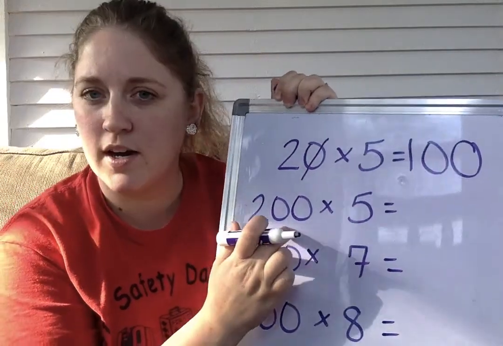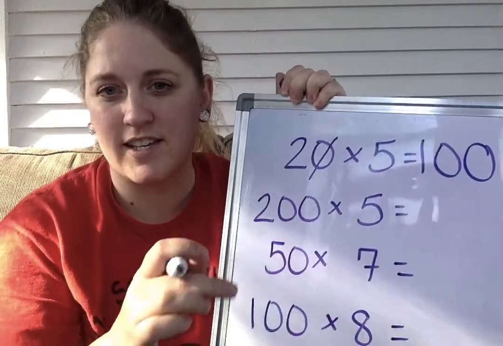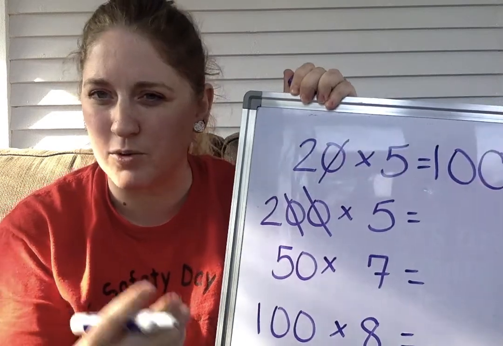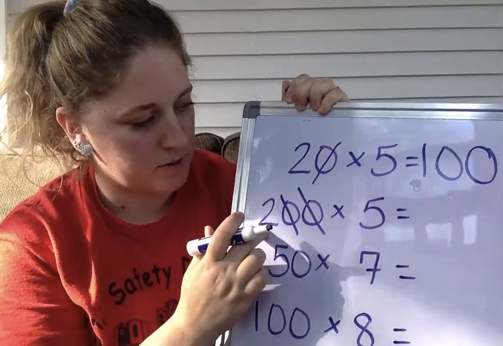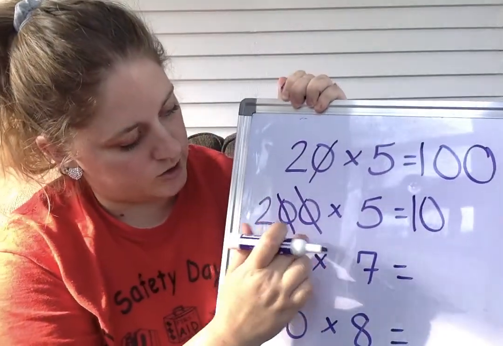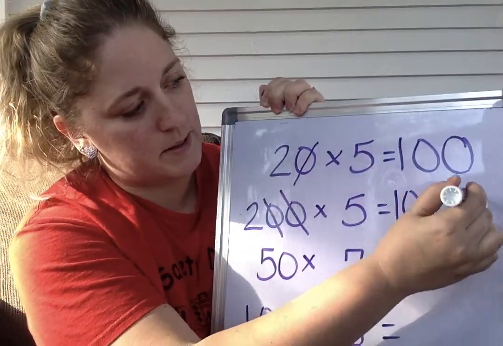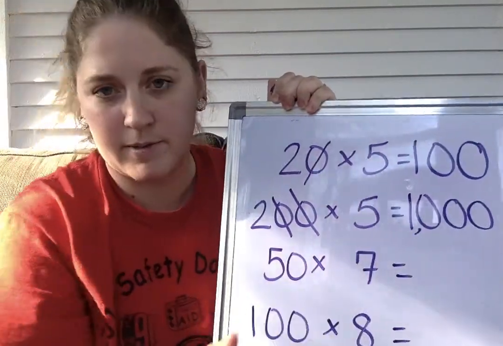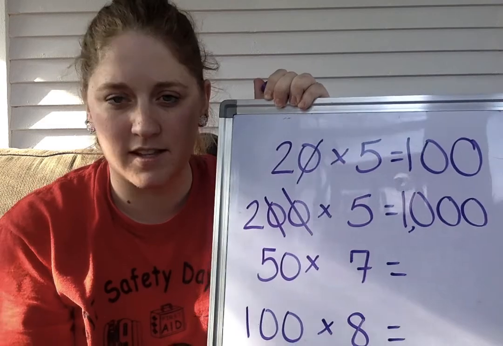If I had 200 times 5, I see a lot of zeros, so I'm going to take off both zeros because I don't know my 200 facts, right? So I'm left with 2 times 5 gives me 10. And I took off 2 zeros, so you put those zeros back on. Remember, you start at the right. 1, 2, 3, comma. 200 times 5 is 1,000.